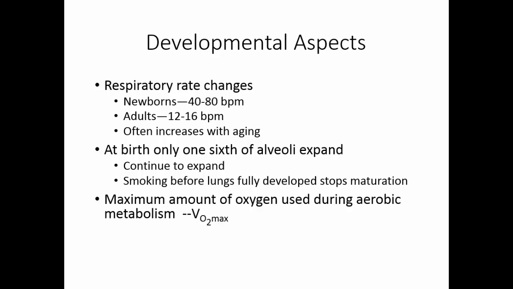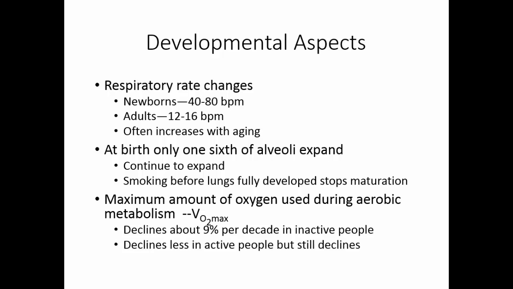The maximum amount of oxygen used during aerobic metabolism is called the VO2 max. This declines about 9% per decade starting at age 20 in inactive people. If people remain active, it declines less, but it does still decline.